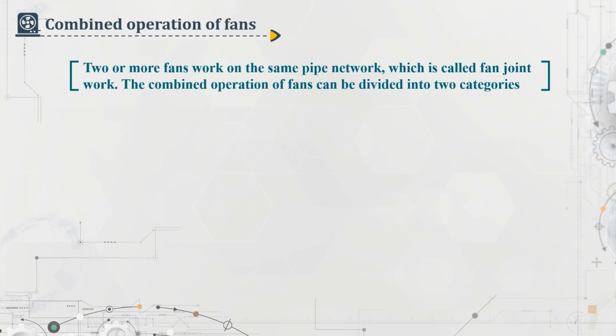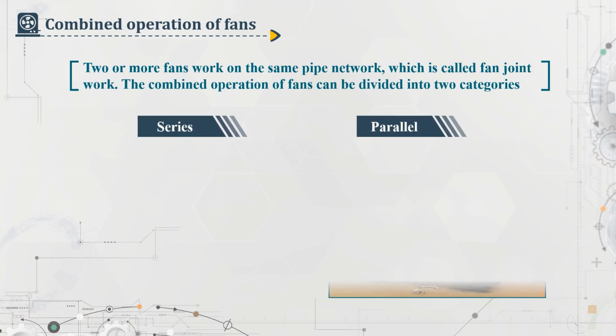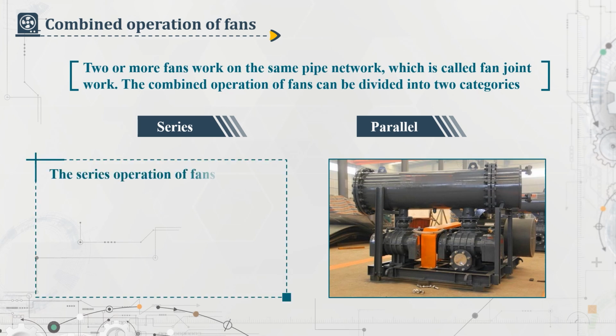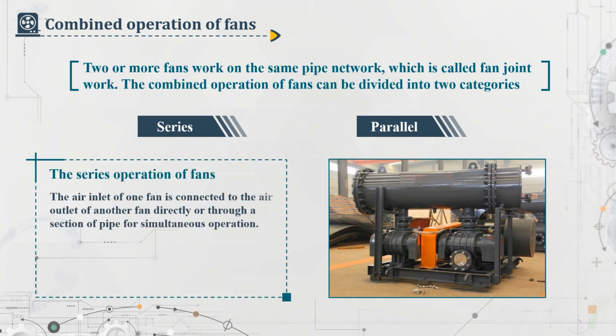Two or more fans working on the same pipe network is called fan combined work. The combined operation of fans can be divided into two categories: series and parallel. The series operation of fans means that the air inlet of one fan is connected to the air outlet of another fan directly or through a section of pipe for simultaneous operation.